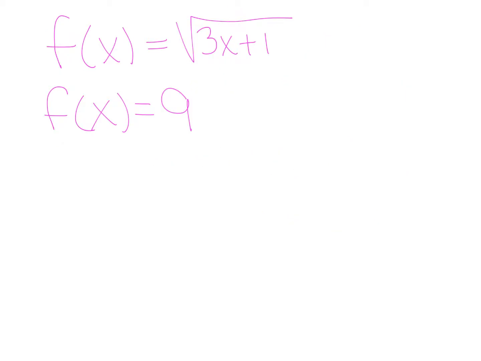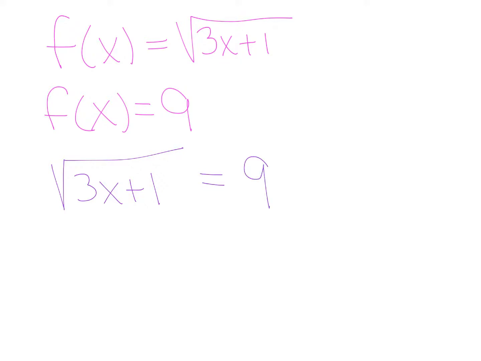So here's another function. This one's just called f of x. But in this one, we're going to be doing something slightly different. So it says f of x equals the square root of 3x plus 1. And then it tells me that f of x, the function, equals 9. So what that means is that the square root of 3x plus 1 equals 9, and I have to solve this.